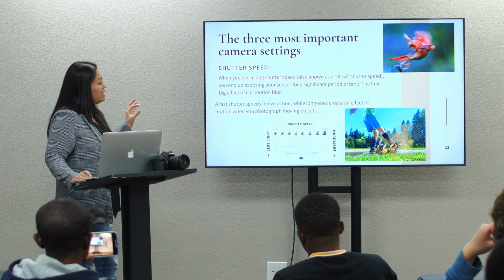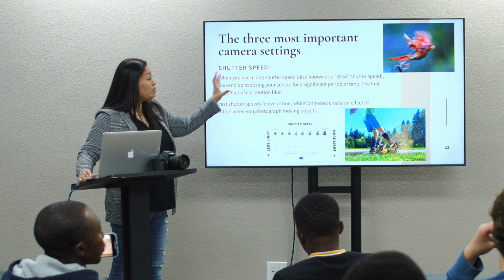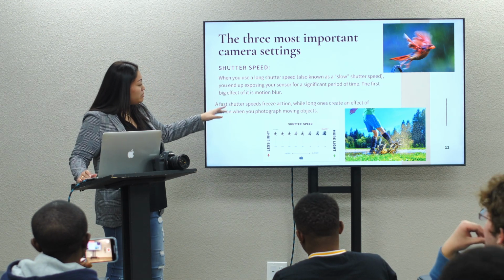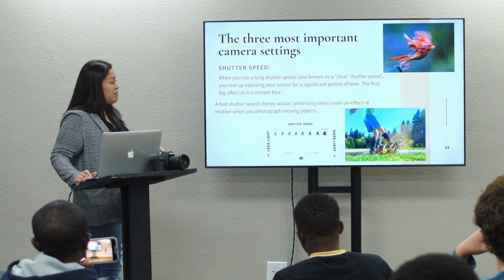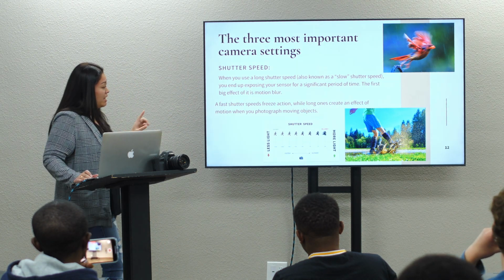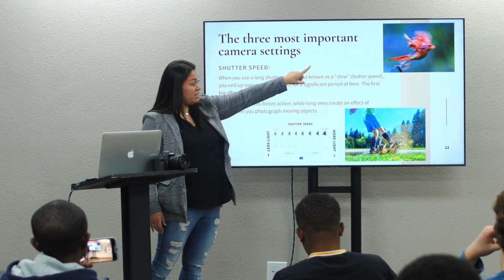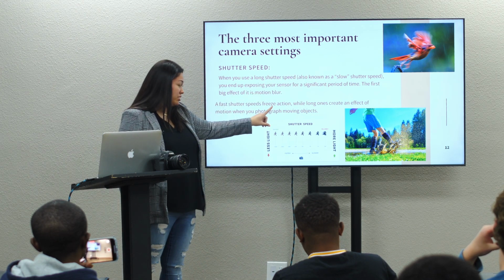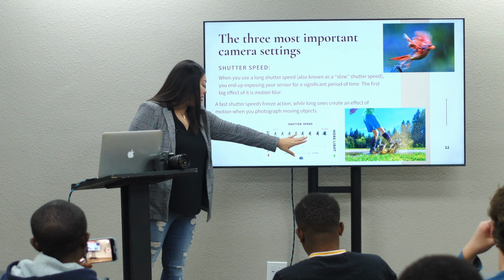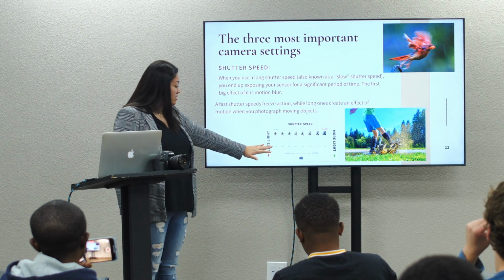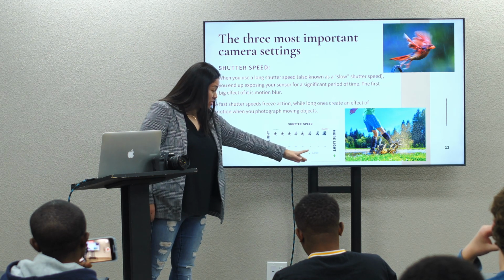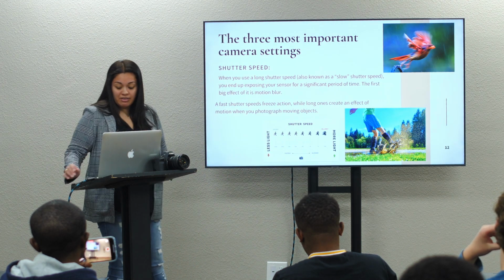Also, shutter speed has to do with motion. When you use a long shutter speed, you end up exposing your sensor for a significant period of time. The first big effect of it is motion blur, as we see in that image there. A fast shutter speed freezes action, as we see in that image there. So the faster the shutter speed, the sharper the image; the slower the shutter speed, the blurrier the image.